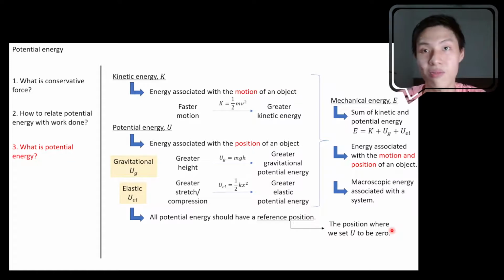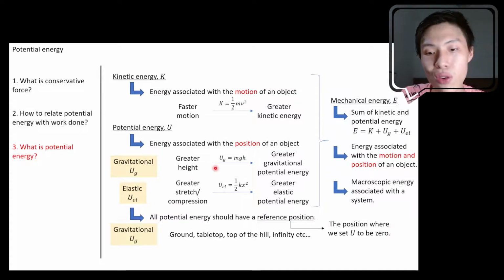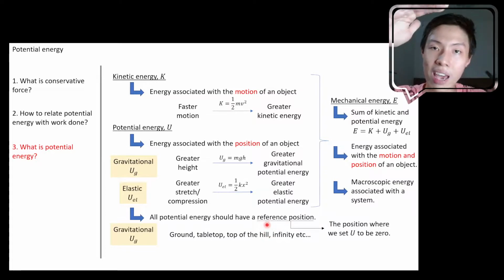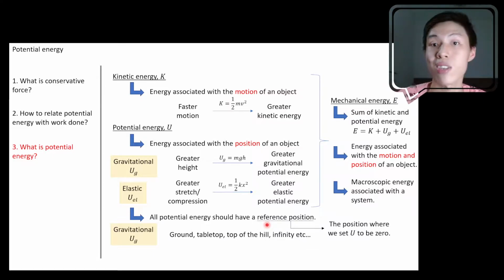And that point, you can set anywhere. So in your SPM, you have probably seen situations where you set your ground as where your gravitational potential energy is 0, h is 0, then U is 0 for your ground. Occasionally, you set it on the table. So if an object is on the table, it has 0 gravitational potential energy because you set the table as the reference position. And occasionally in future chapters, we can even put the top of the hill as the reference position. So as long as you haven't reached the top of the hill, your gravitational potential energy is negative.